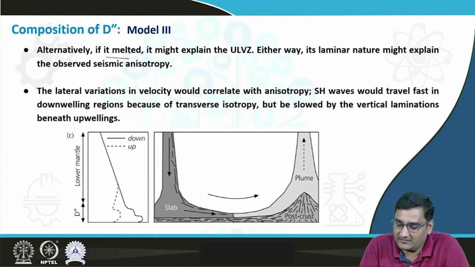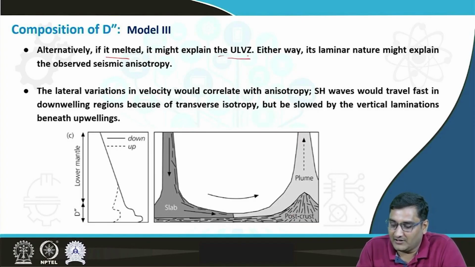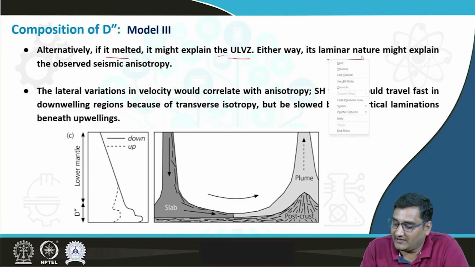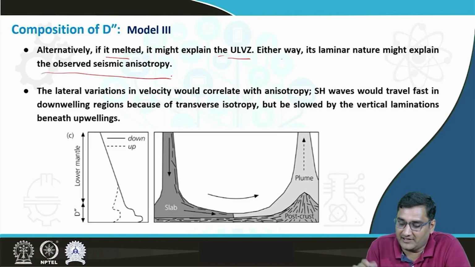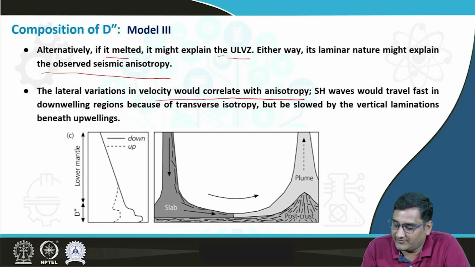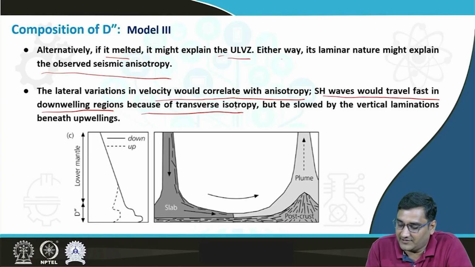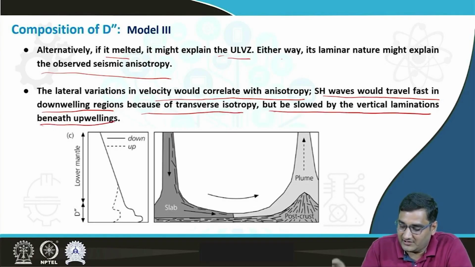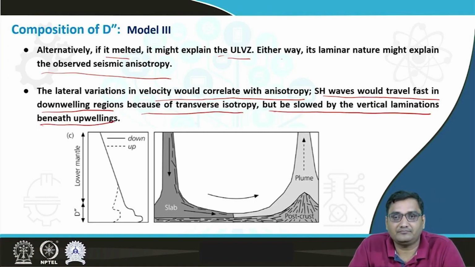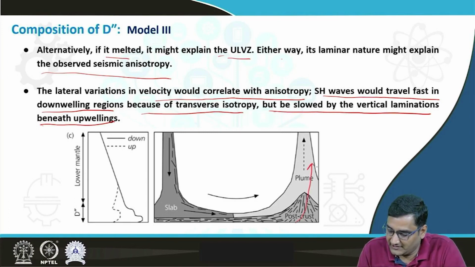Alternatively, if this layer melts, it might explain the ultra low velocity zone that is also present at the base of the mantle. Either way, its laminar nature might explain the observed seismic anisotropy. The lateral variations in the velocity would correlate with anisotropy, as waves would travel fast in the downwelling region because of the transverse isotropy, but be slowed by the vertical laminations beneath upwellings. So it may form the plume activity and come back up again onto the surface.